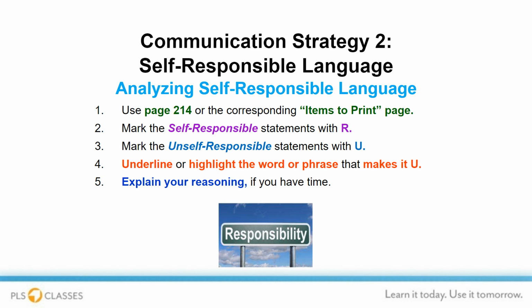Mark the self-responsible statements with R, mark the unself-responsible statements with U, and underline or highlight the word or phrases that make it you. If you have time, reflect on why you marked your unself-responsible statements as you did.